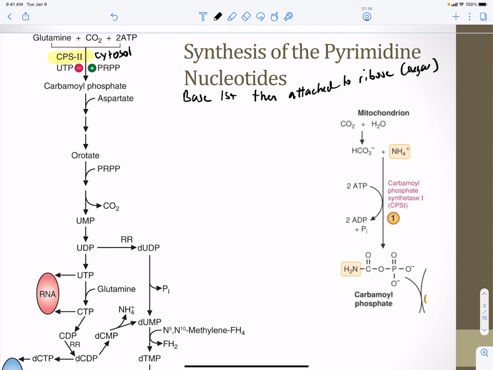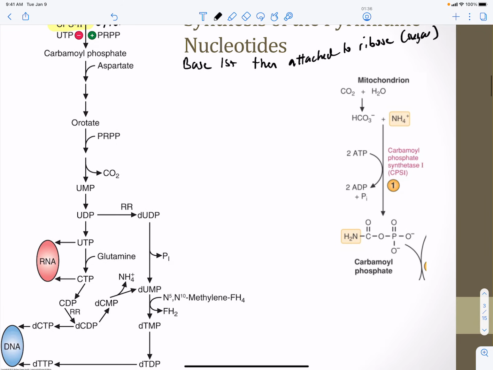And so here we're going to have glutamine and a carbon source from carbon dioxide, and this takes 2 ATP to generate the carbamoyl phosphate. Now, the step catalyzed by carbamoyl phosphate synthetase 2 is the regulated step of this pathway. And you can see that it's going to be positively regulated by that activated ribose, PRPP, that we talked about.